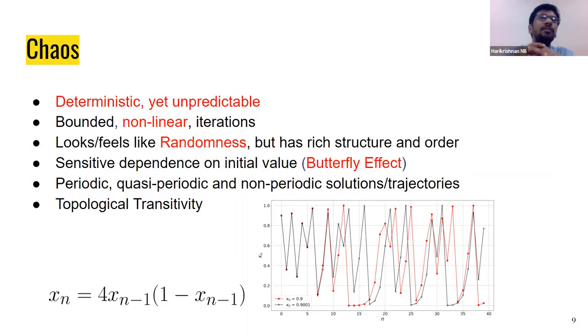So there's a famous problem called the three-body problem, where people were trying to find the trajectory of Earth, Moon, and Sun. It turns out that Henry Poincaré showed that the problem is unsolvable because of chaotic dynamics, because of sensitive dependence on initial conditions. The next point is that a chaotic system is bounded, nonlinear, and iterative. And the third point, it looks or feels random, but it has rich structure and order.